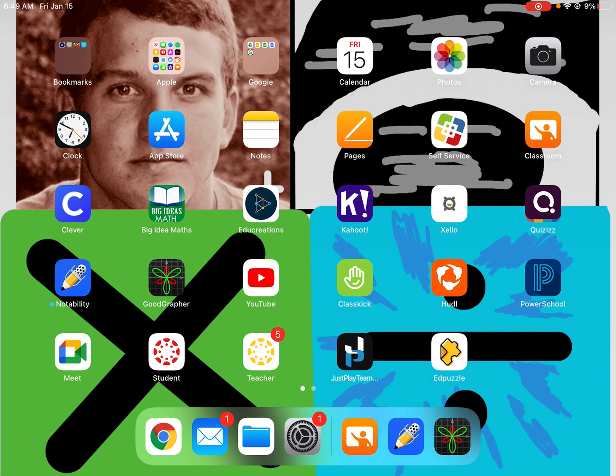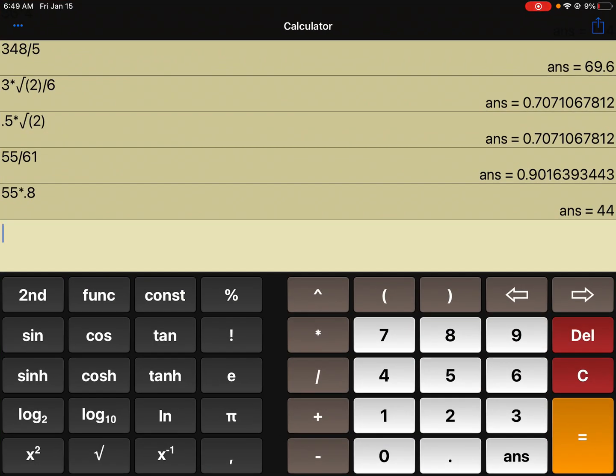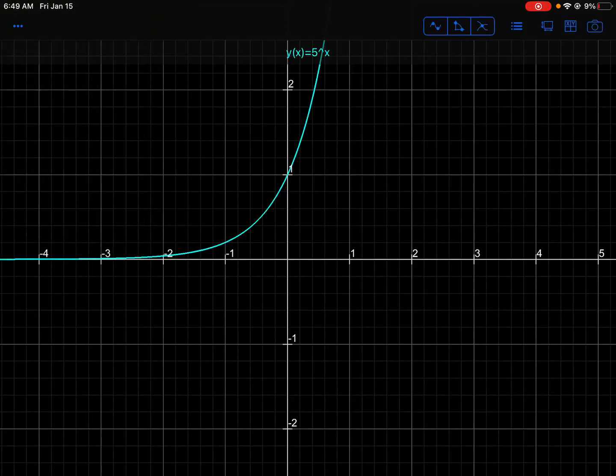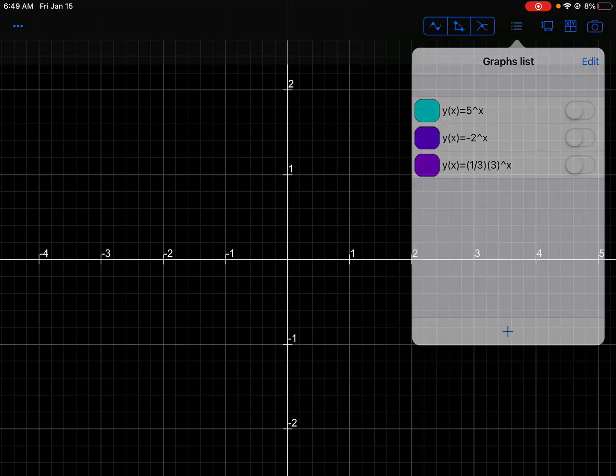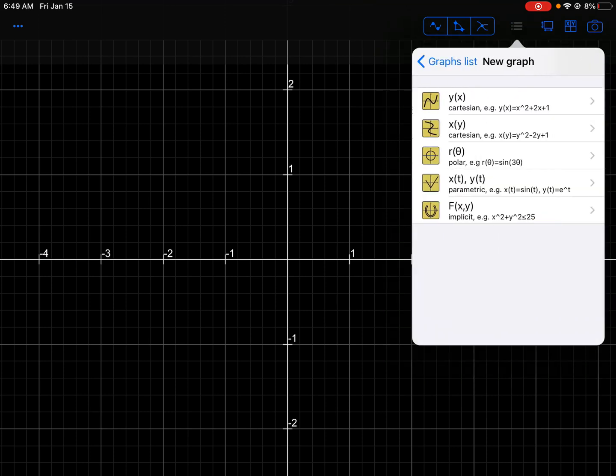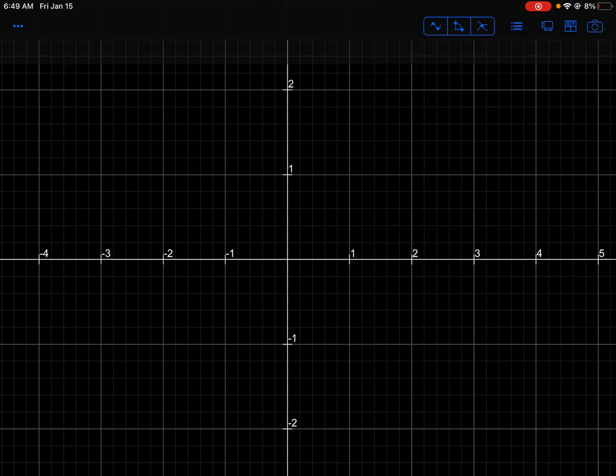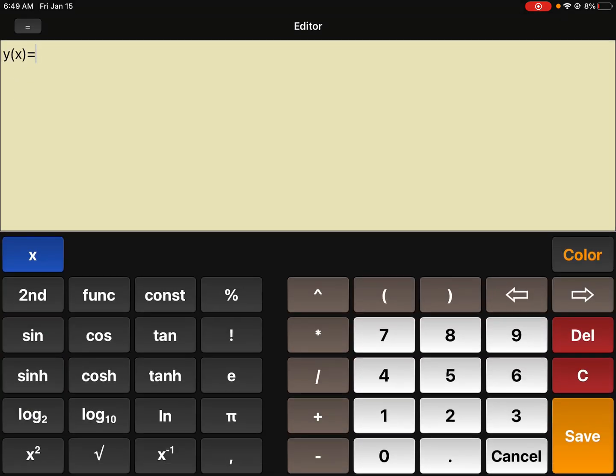But since you guys are virtual, I'm going to show you an easy way that we can plug these things into our iPad. If we go to the app Good Grapher and go to the 2D grapher, you can see I already have a line in here. I'll turn that off, hit the three dots up here, the plus sign, and don't worry about these bottom ones. We just want the y of x right up here. Now we can plug our equation in.